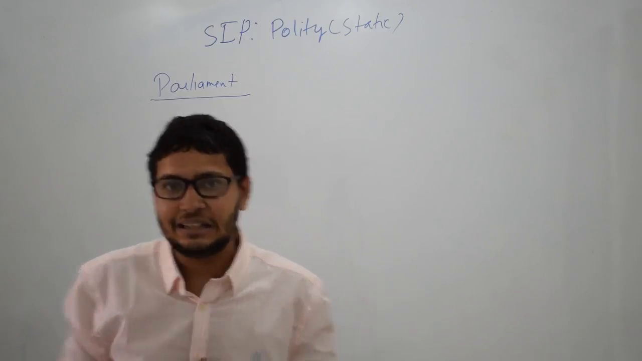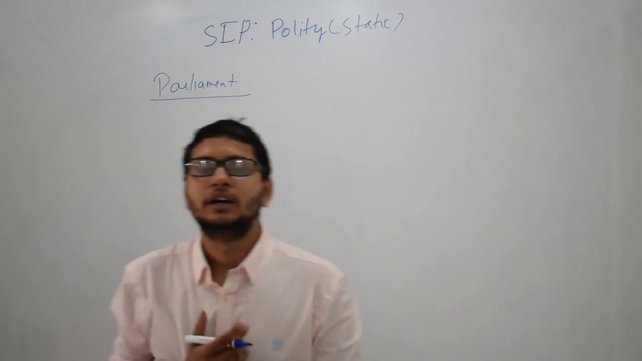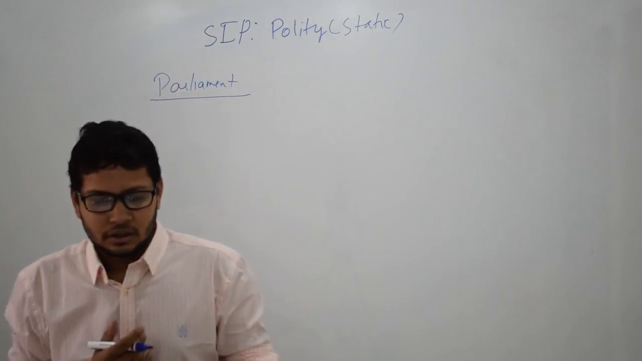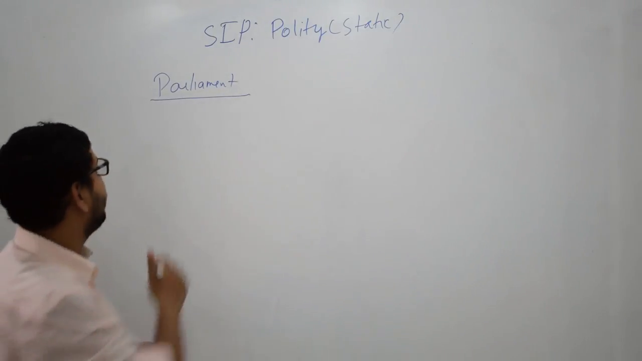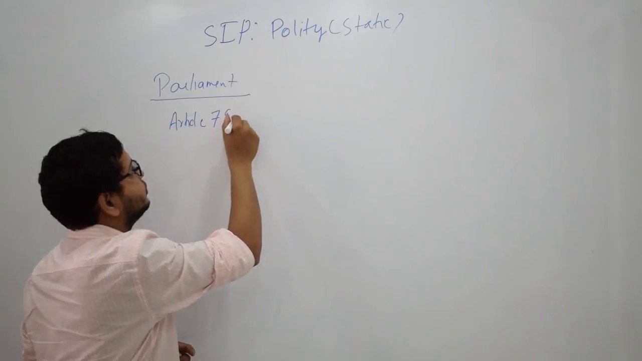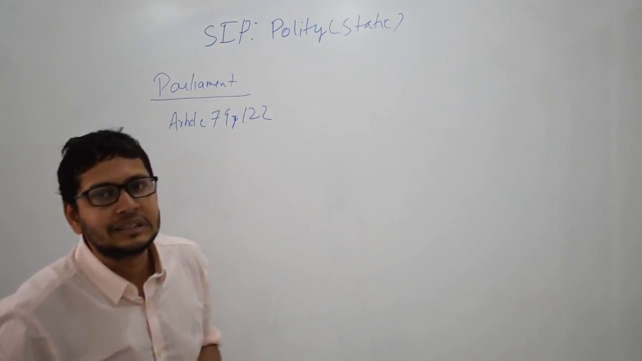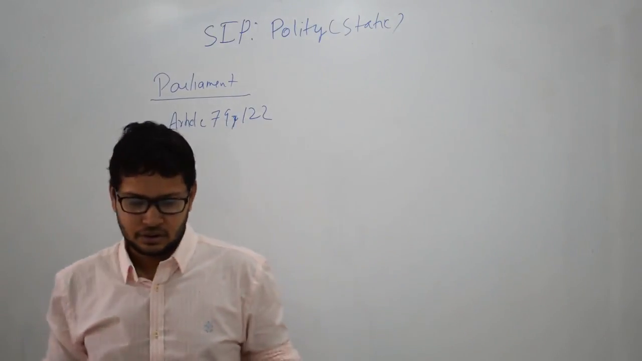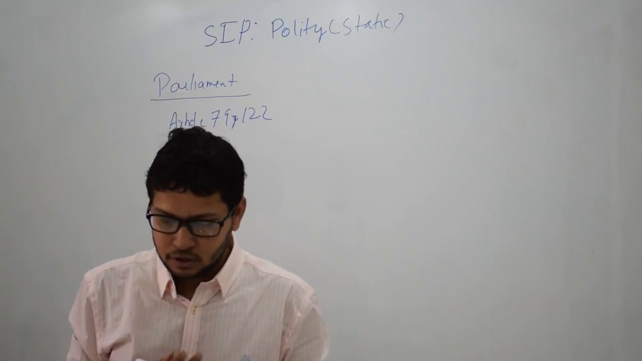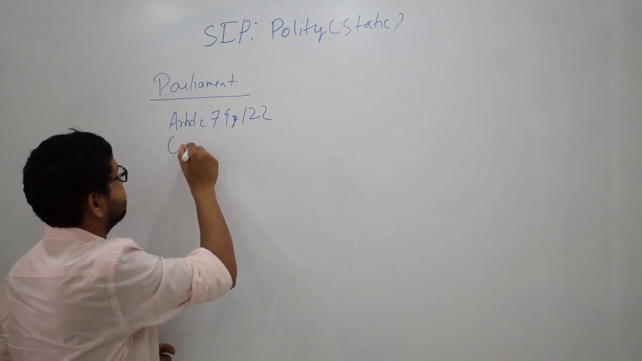I'll be discussing this chapter in detail because somehow this is the most important chapter of the Lakshmikant book of the polity syllabus. So, Parliament, Article 79 to Article 122. Between Article 79 and 122, the provisions deal with the Parliament. So we'll first start with the composition of two houses. First is the composition of Rajya Sabha.